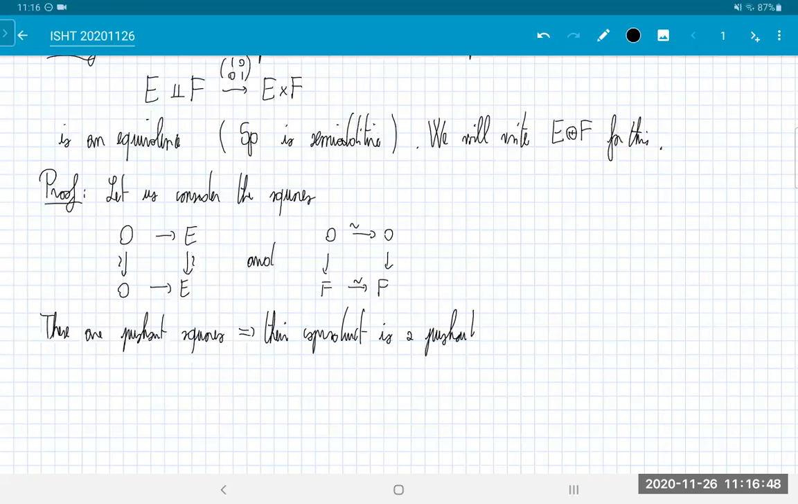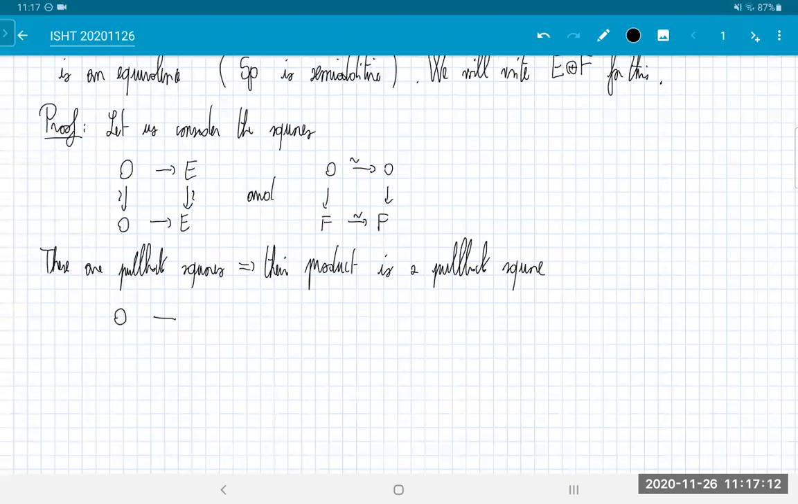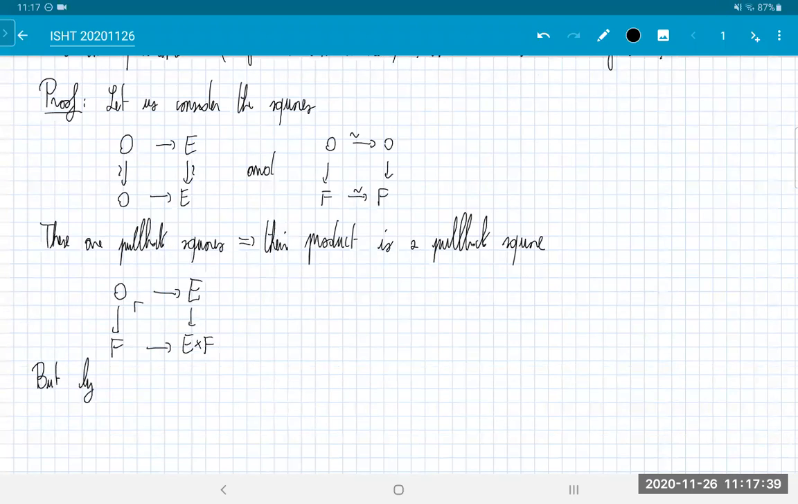Oh, am I going the wrong direction? No, sorry, these are pullback squares. And so their product, I'm doing the wrong direction, the product is a pullback square. So here we have 0, E, F, E times F, and that's a pullback square, because products of pullback squares are pullback squares. If you want, products commute with pullbacks; that's just a statement about limits commuting with limits that we've used several times. But by stability, it is a push-out square.